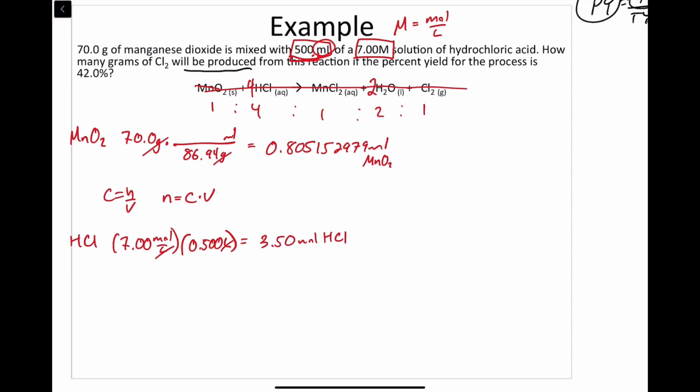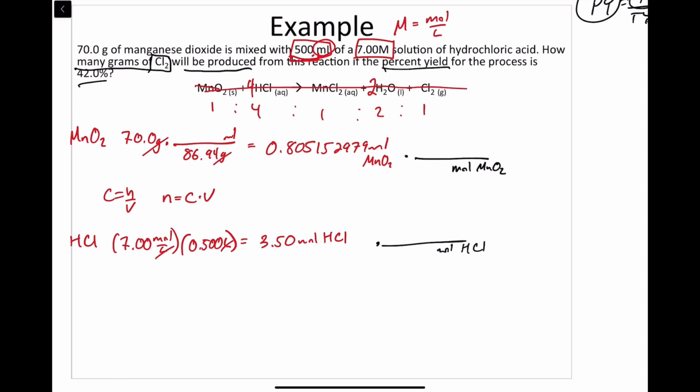All right, comparison time. So I want to get rid of my mole of MnO2 here, and I want to get rid of my mole of HCl here. We have to choose a product to compare. But again, it's asking us for how many grams of Cl2. So it's asking us for the actual yield of Cl2, and it's also telling us the percent yield of Cl2 is 42%. So let's choose Cl2 to compare it for our theoretical yield.